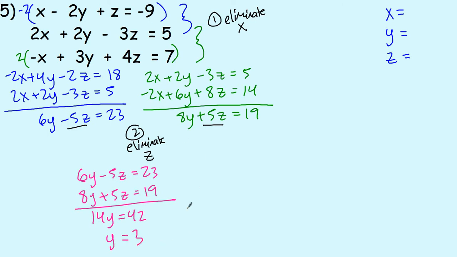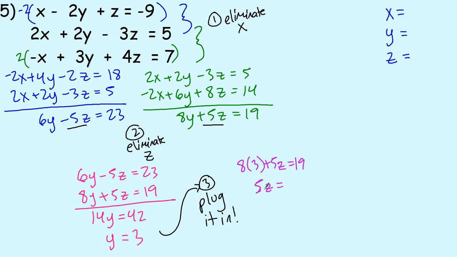And then now, part 3 is just plugging it in. So start plugging in whatever you got. We've got y is 3, so I don't care. Let's just plug it in here. So 8 times 3 plus 5z equals 19.